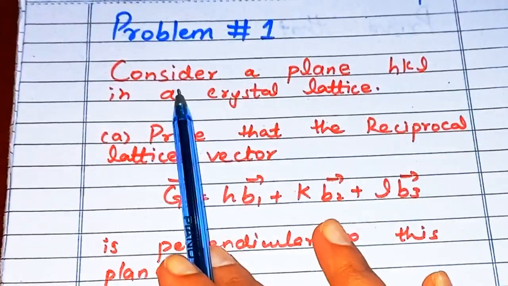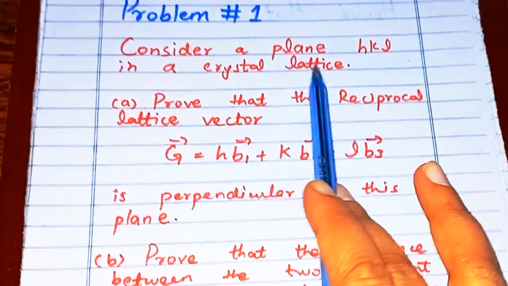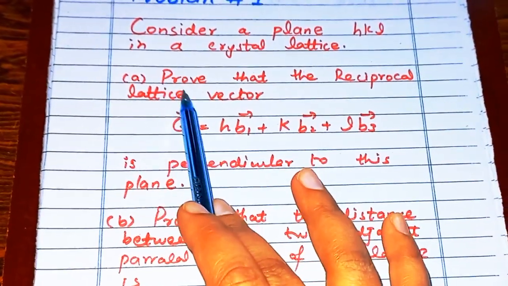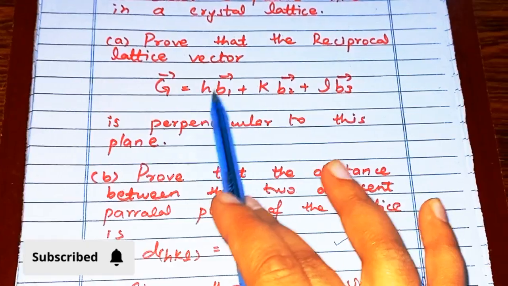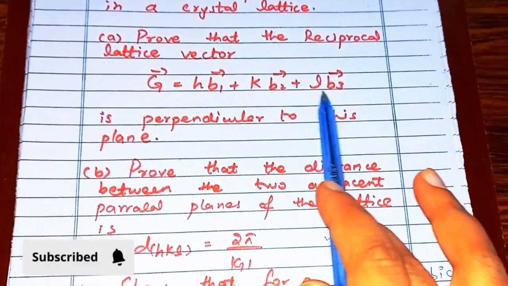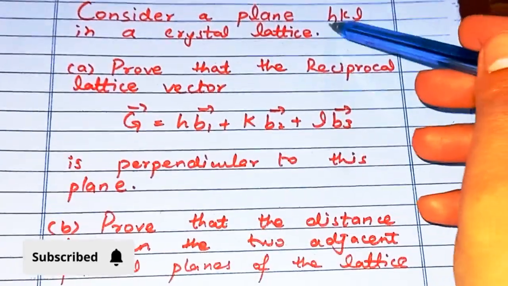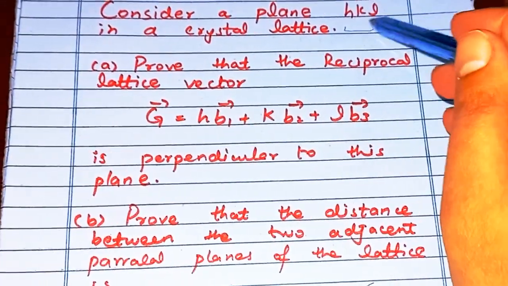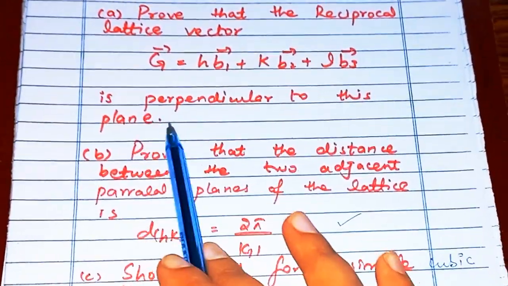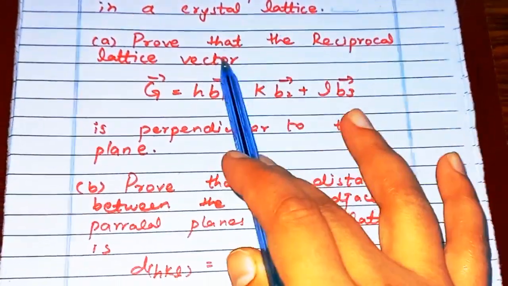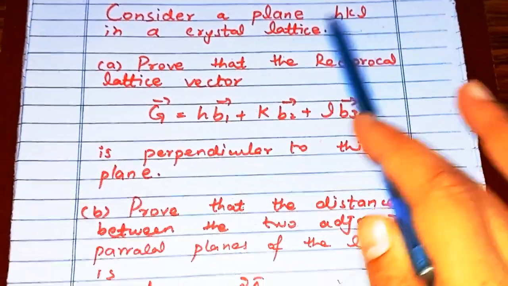The statement says: consider a plane (h k l), these are the Miller indices of the plane, in a crystal lattice. In part A, they are saying prove that the reciprocal lattice vector which has this form, G equals h b1 vector plus k b2 vector plus l b3 vector, where h, k, l are the same numbers as the planar Miller indices, is perpendicular to this plane. So we need to prove that the reciprocal lattice vector G is perpendicular to this plane. Okay, so we need to prove that in the first part.